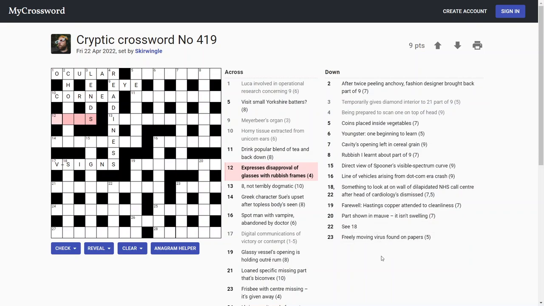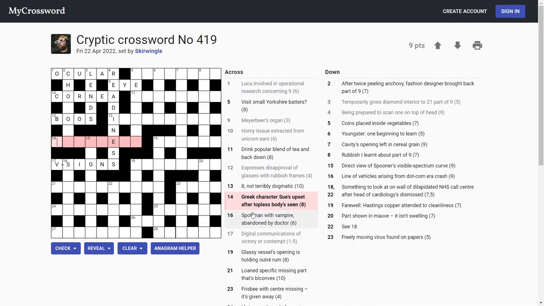Expresses disapproval of glasses with rubbish frames. I only came across this recently, this OO being glasses idea. It's very good, isn't it? Because it looks like a pair of glasses. And we've got BS, which is rubbish, framing the glasses, the OO. Fantastic clue, that. Oh, I just don't know who this fashion designer is. Part of I. Chew? Jimmy Chew? No, that would give us 3 O's in a row.